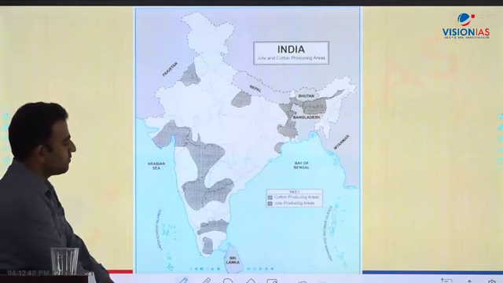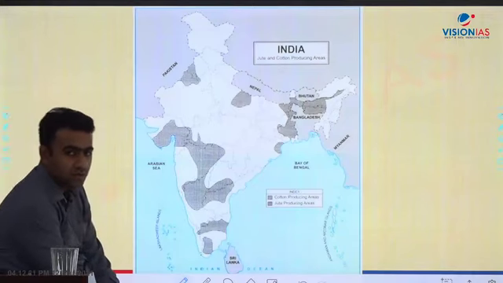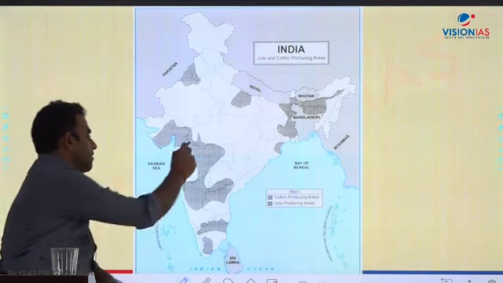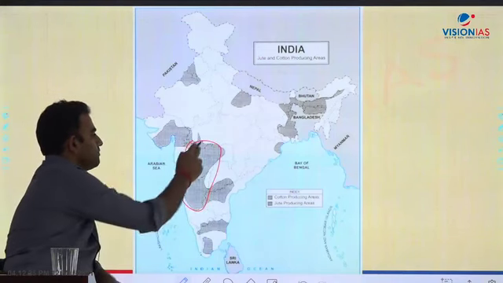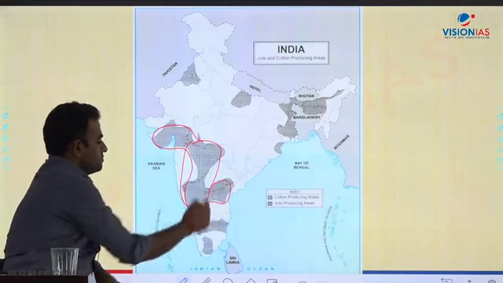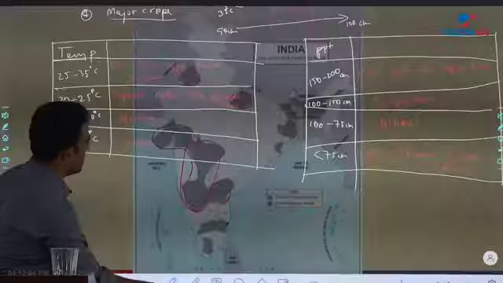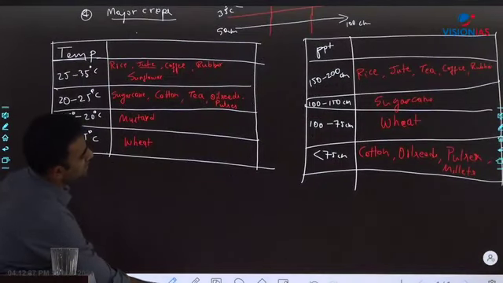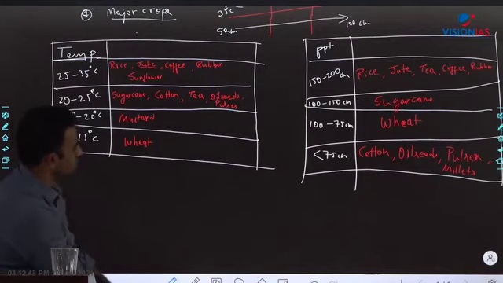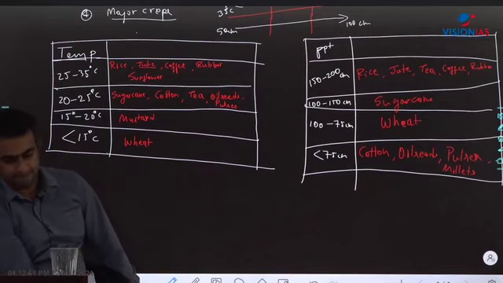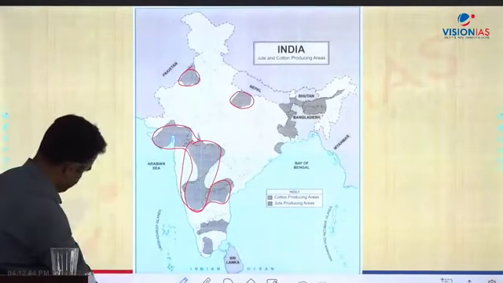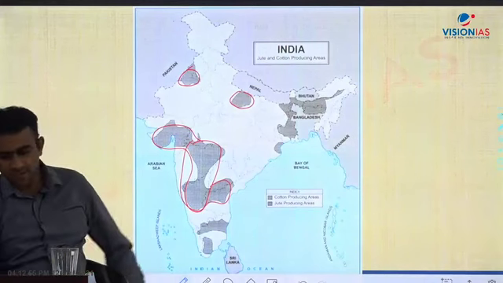What about cotton? Cotton you can easily understand. Cotton, black cotton soil. Wherever we have the black soil, we have cotton. Along with that, some parts of alluvial soil, because cotton does not require much precipitation. You can see less than 75 centimeters is fine, and in terms of temperature 20 to 25 degrees Celsius would be fine. This is cotton.